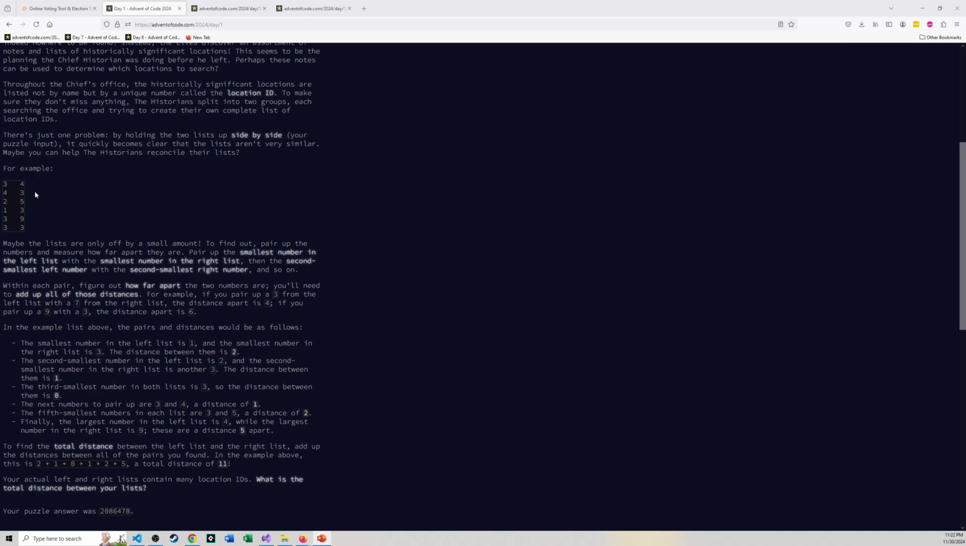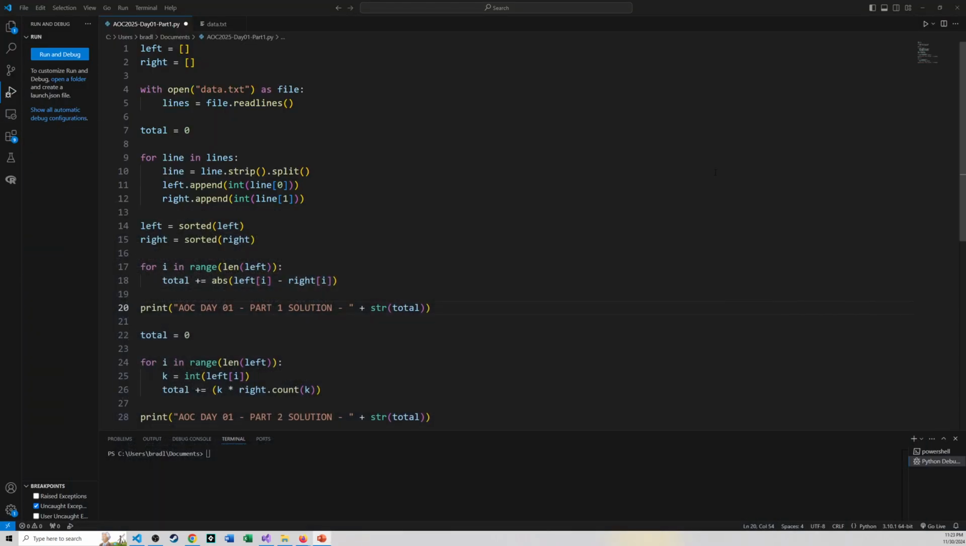We find out the differences in each pair as we line them up smallest to smallest and largest to largest in order. And as we do that, we get the sum of the numbers, and I get 2,086,478 for part one. So let's take a look at how I solved that. That is looking like this right here.